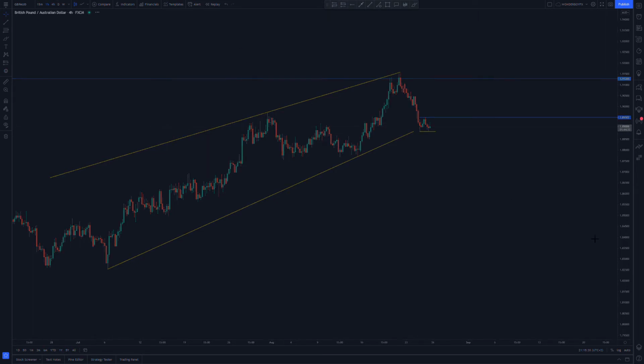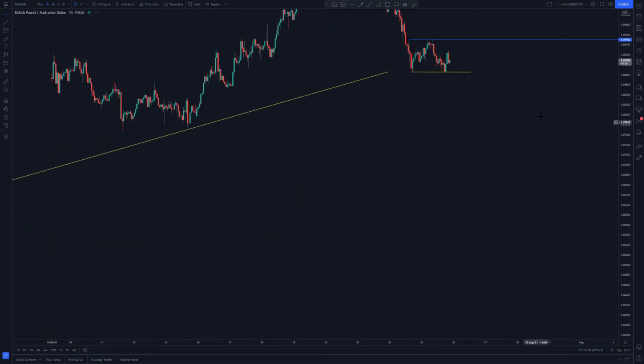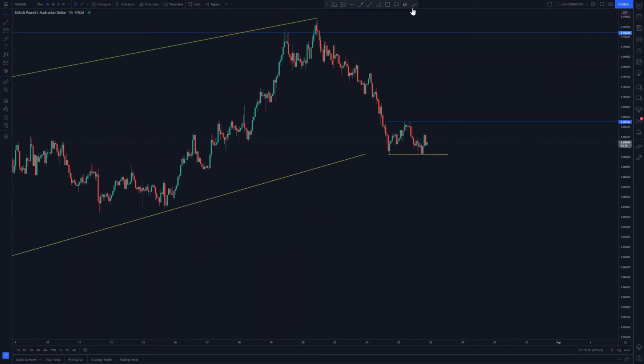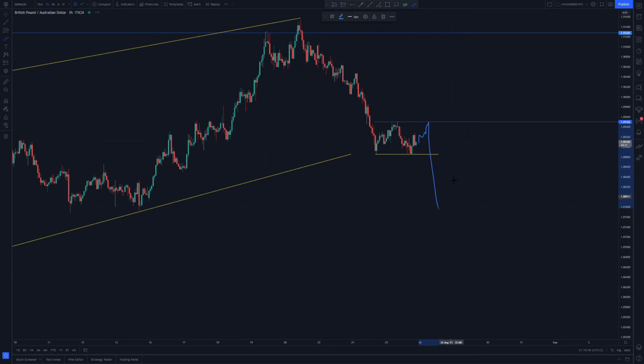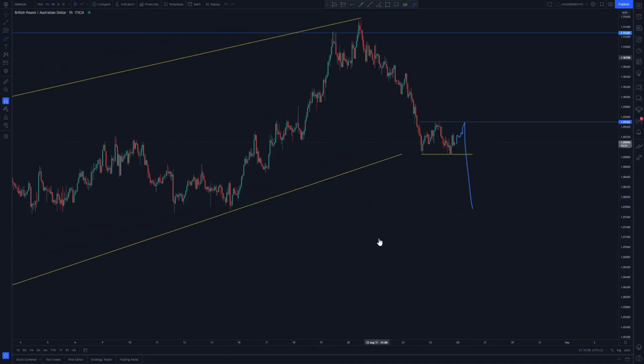So when you go to 1 hour, as you can see, shaping up nicely. So it will be a lovely trade from these areas to this low here, as you can see. So just have to wait. Patience as always.